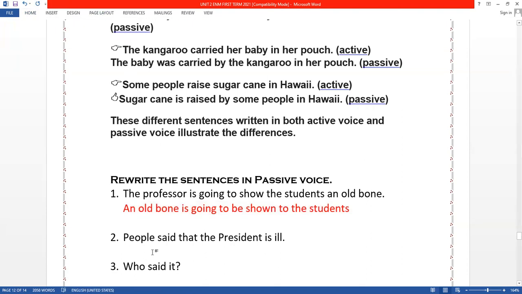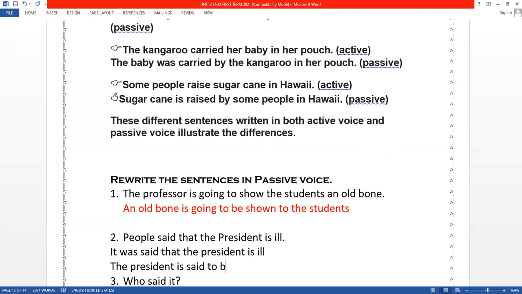People said that the president is ill. Take care of this kind of sentence. We can start with it is said, people said, it was said. It was said that the president is ill. Or you can say the president is said to be ill.